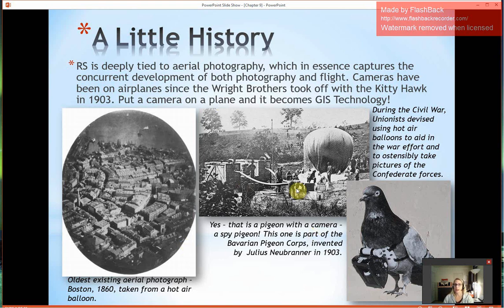This image here is actually from the Civil War, and they did use hot air balloons to try and do some reconnaissance and spying over the enemy lines.